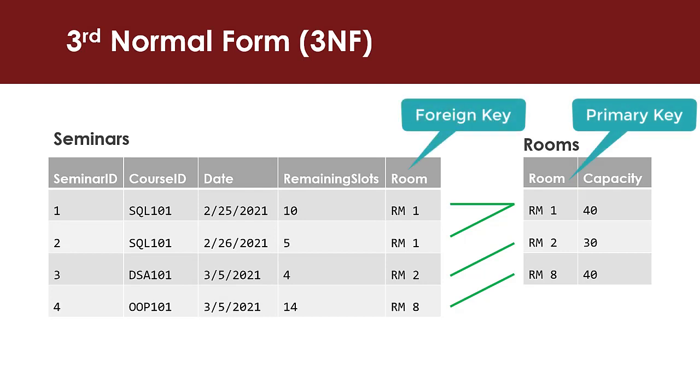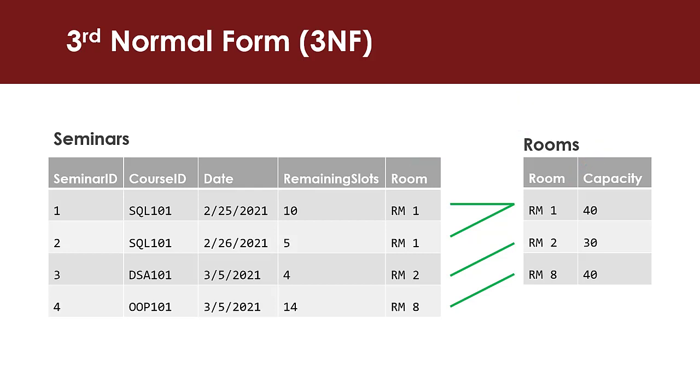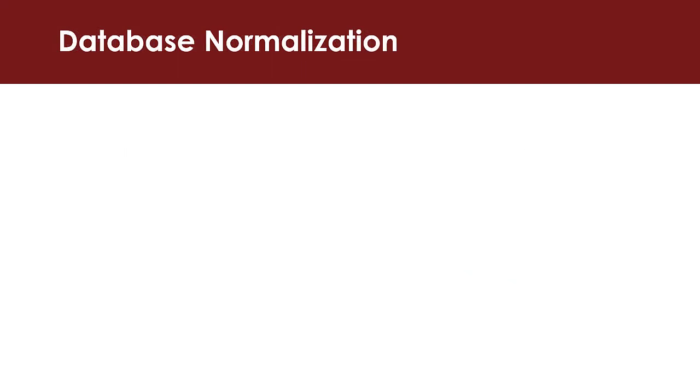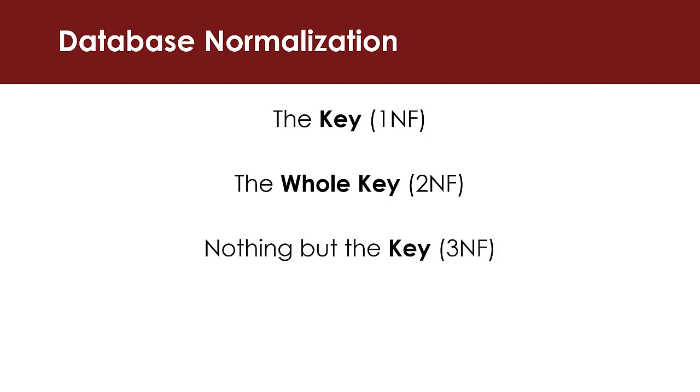Having a good understanding of these three normal forms leads to a good database design. This makes your database easy to maintain, promotes record consistency, and won't create garbage data. For you to remember this concept easily, database normalization is summarized as this: the key, the whole key, and nothing but the key. So, help me code.